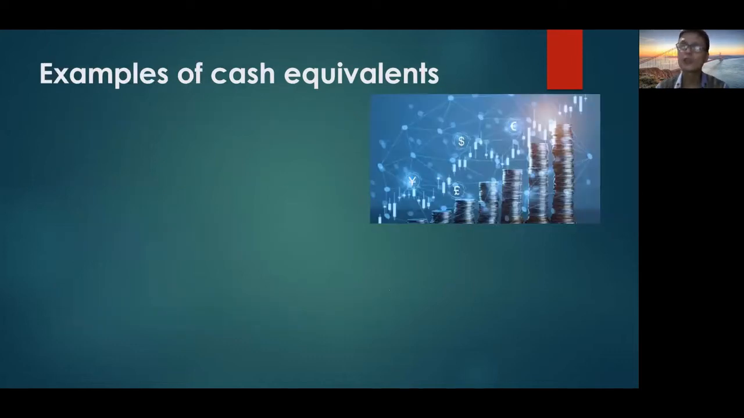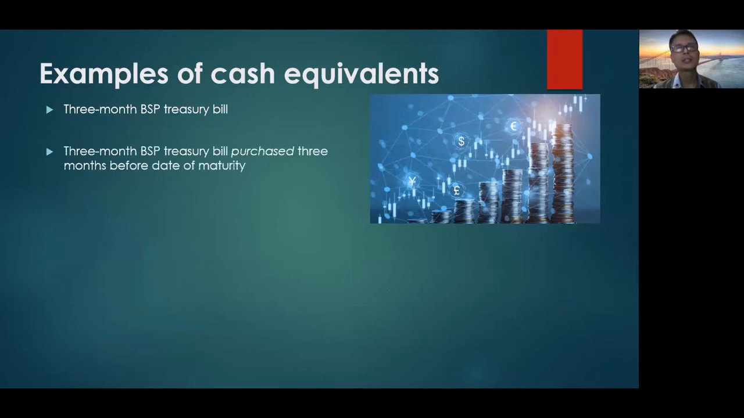Okay, now, so we're going to talk about more on the cash equivalents, no, in the coming sessions. I think I've also had a video here about cash equivalents. No, you may check it out. Examples of cash equivalents: we have 3-month BSP Treasury bill. No? Okay. Next is yung 3-month BSP Treasury bill purchased 3 months from the date of maturity.